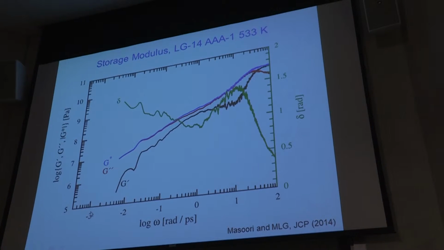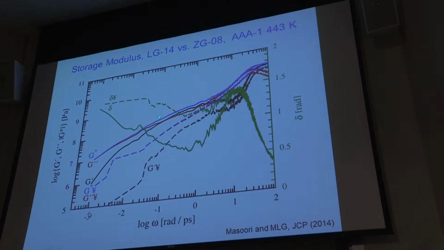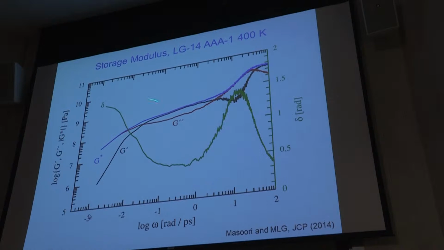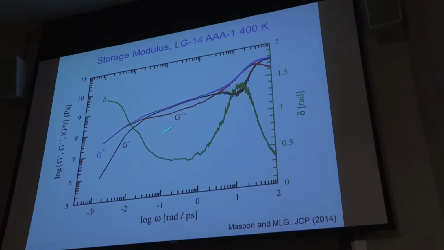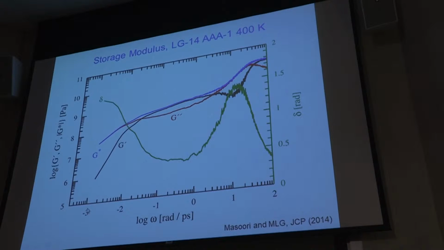As we go to a cooler temperature, the moduli go up. And as we go cooler still, the moduli go up yet more, and we have ranges where there's much more storage than loss. The phase angle is a bit lower.